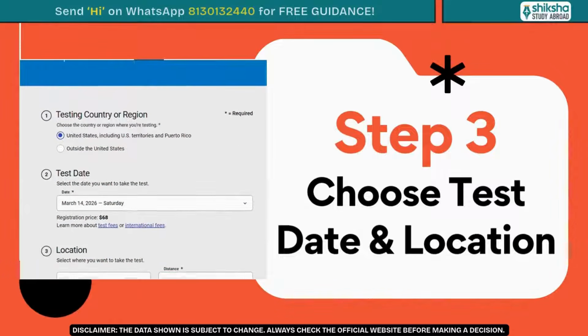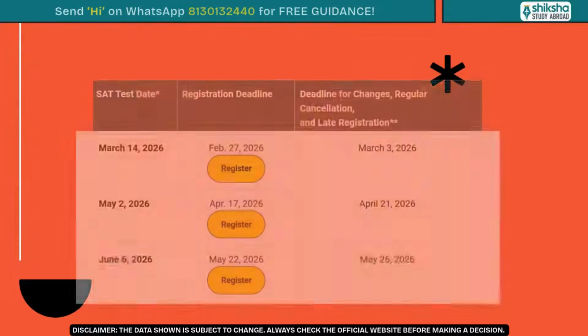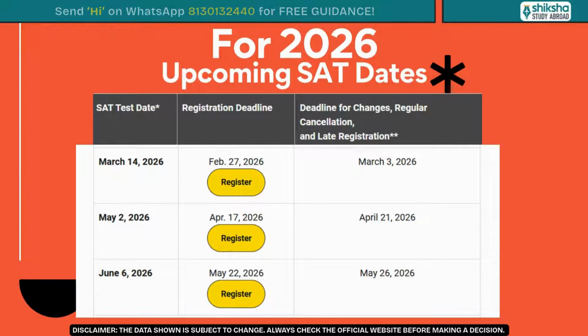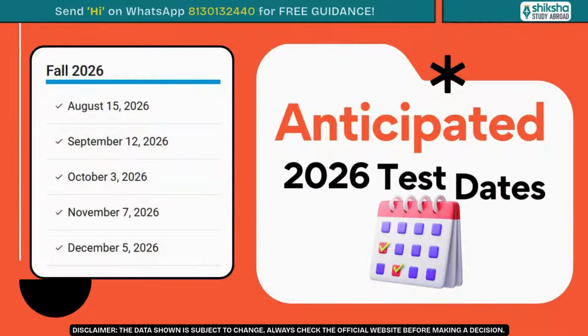Step 3. Choose your test date and location. For 2026, here are the upcoming SAT dates according to College Board. Test date March 14, registration deadline February 27. Test date May 2nd, registration deadline April 17. And test date June 6th, registration deadline May 22nd. And for the fall 2026, there are expected dates in August, October, November, and December. Pick your preferred center early as seats fill really fast.